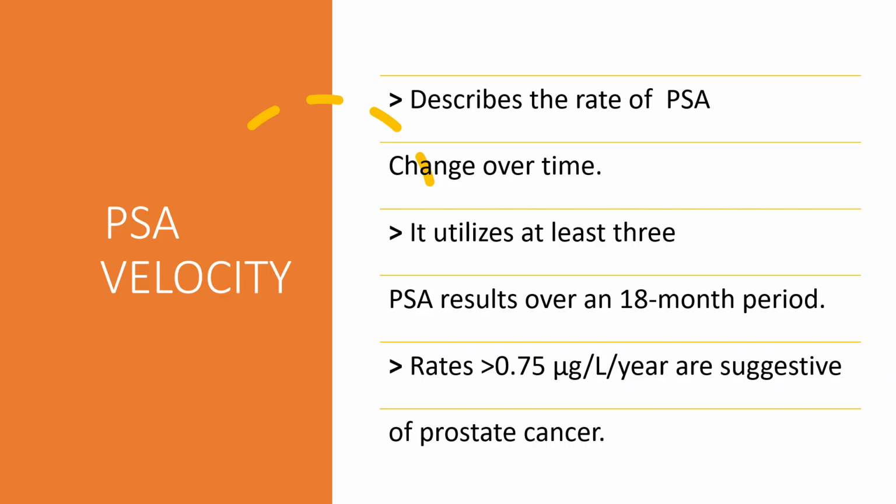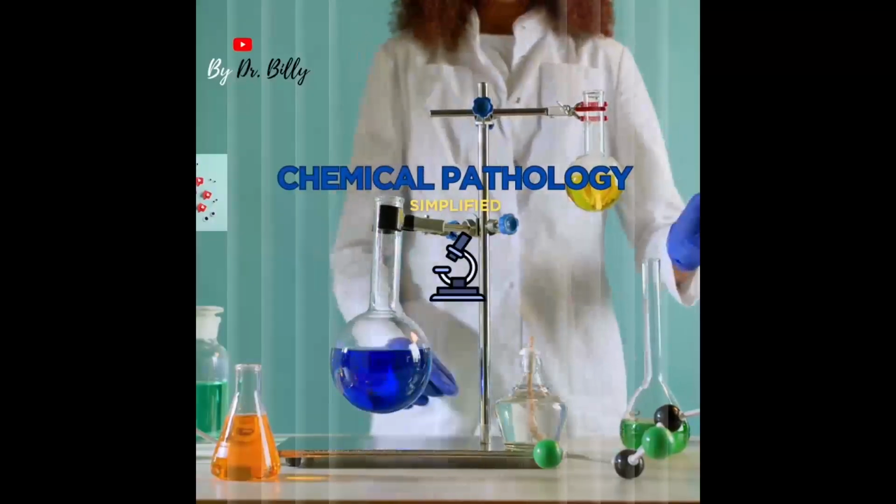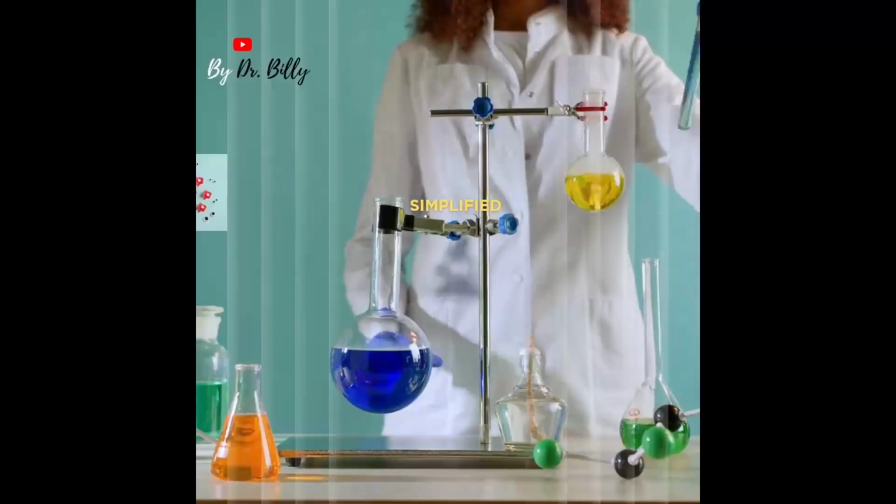Lastly, one can calculate the PSA velocity, which is the rate of PSA change over time. In order to do this, one has to measure at least 3 PSA results over an 18-month period. And if there is an increase of more than 0.75 microgram per liter per year, it is highly suggestive that the patient has prostate cancer. Even if the patient has a relatively normal total PSA, a PSA velocity of more than 0.75 microgram per liter per year is a more reliable indicator that the patient has prostate cancer than ordinary total PSA.